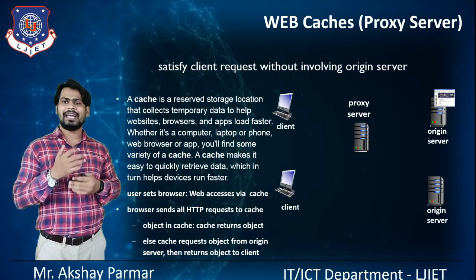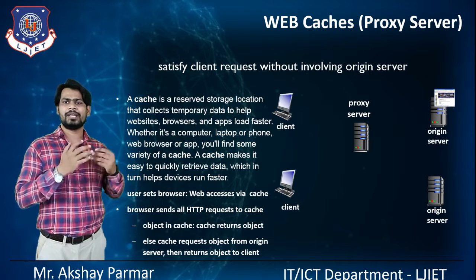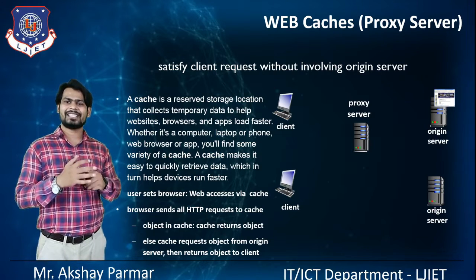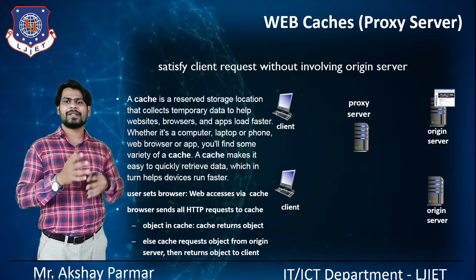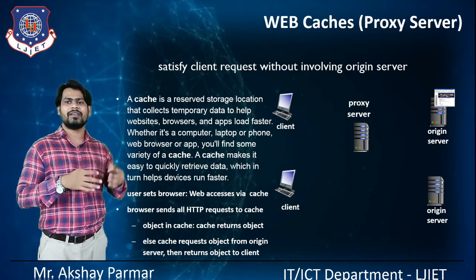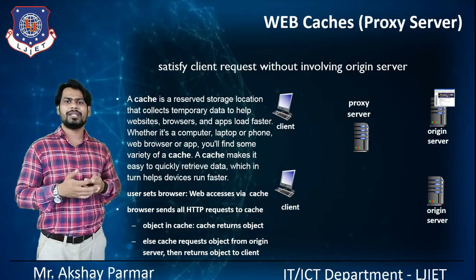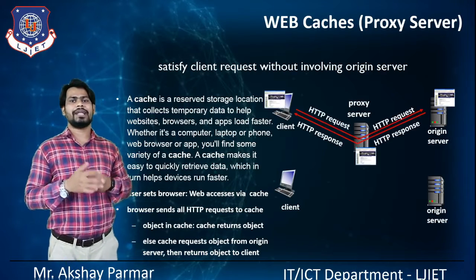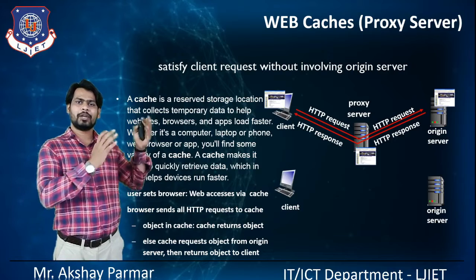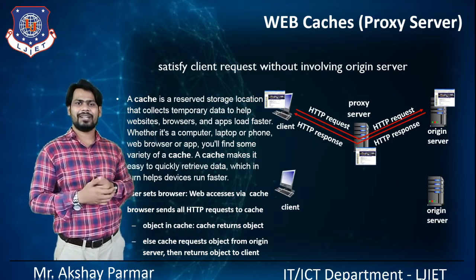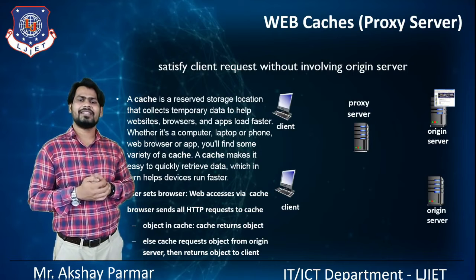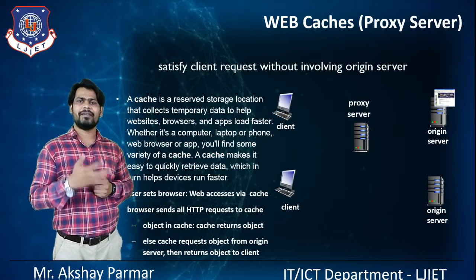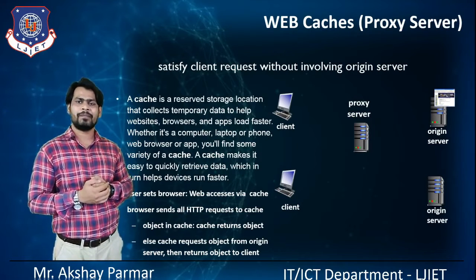The user sets a browser and web access via cache. The browser sends all the HTTP requests to the cache. If the object is in the cache, the cache returns the object; else the cache requests the object from the origin server, then returns the object to the client itself, right? So that cache is stored in the particular proxy server. It is not linked with an origin server, right? So while we are working with the cache, the cache is stored at one particular proxy server, right?